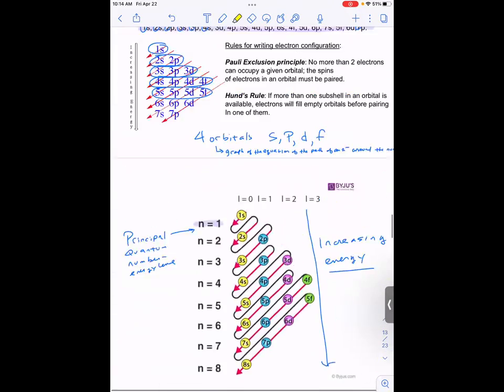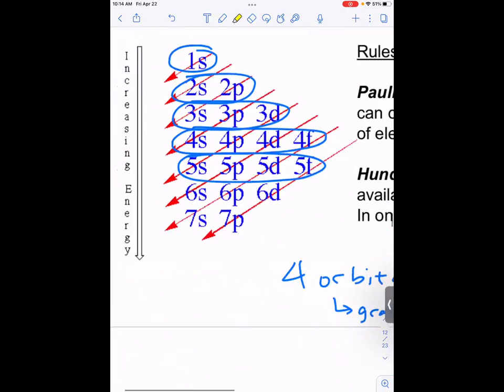We said that you have in the first energy level 1s, and then the second and the 7th are identical, 2s, 2p, 7s, 7p. And the third and 6th are identical, right? 3s, 3p, 3d, 6s, 6p, 6d. And then 4 and 5 are identical. So when we're filling this up, we're going in this direction.